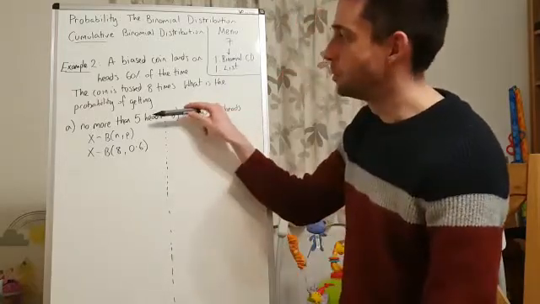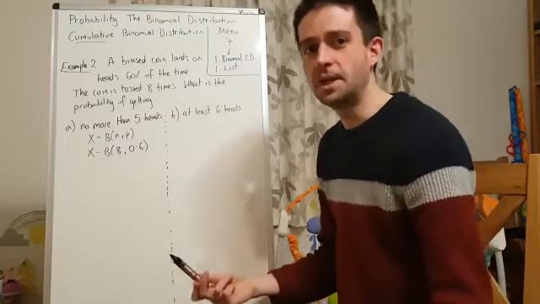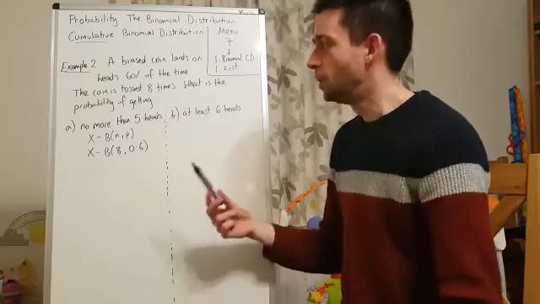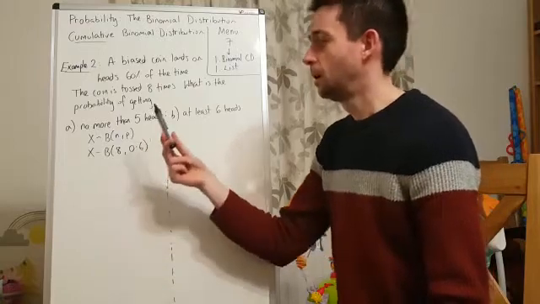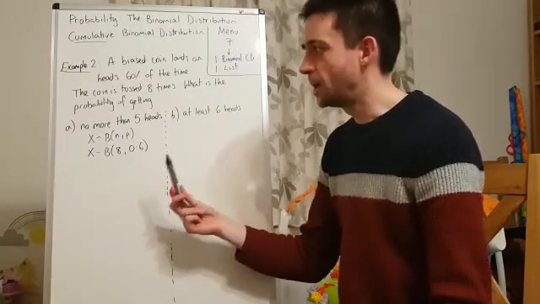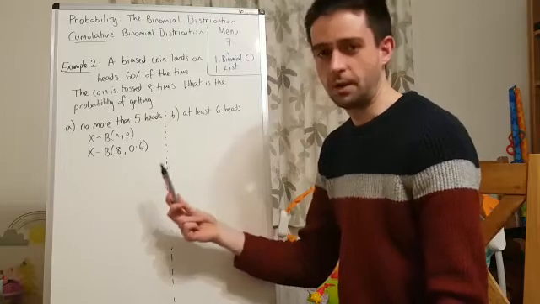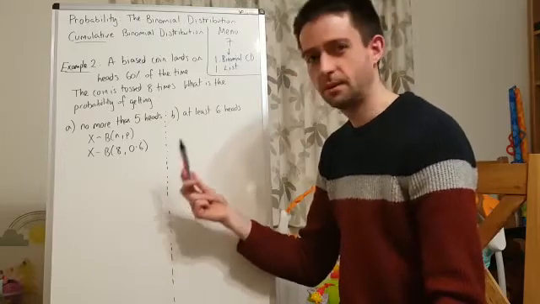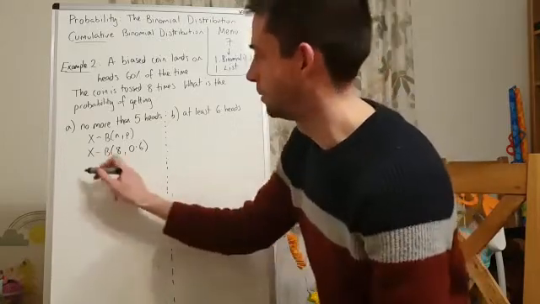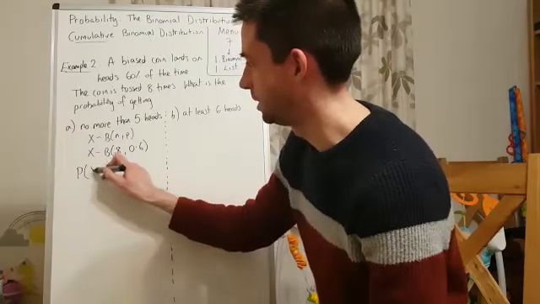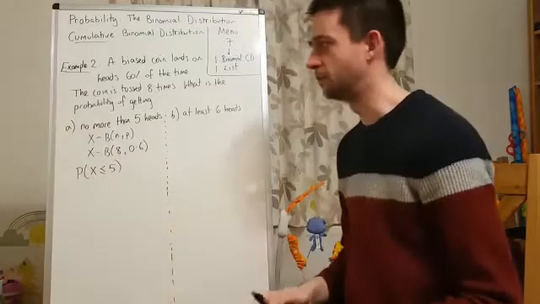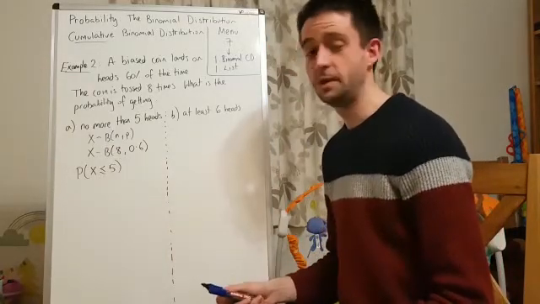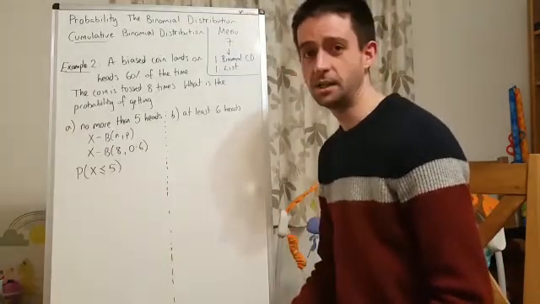Now, no more than 5 heads. How many does that mean we're allowed? Well, we're not allowed more than 5. So we're not allowed 6, we're not allowed 7, we're not allowed 8. Are we allowed 5? Yes, we are allowed 5 because it says no more than 5. So we are allowed 5. So what we're actually searching for in this is the probability that X is less than or equal to 5. 5 or fewer successes out of our 8 goes.